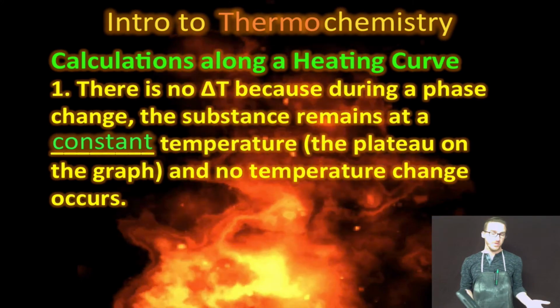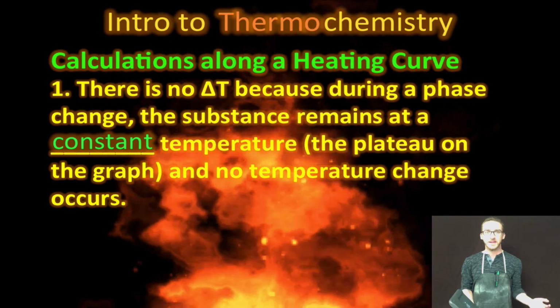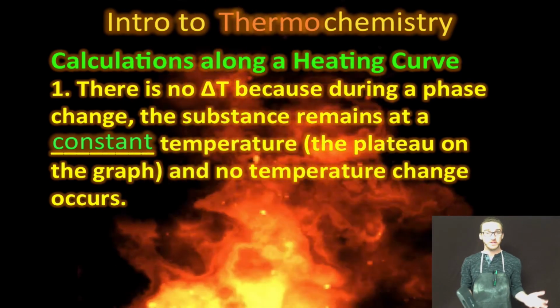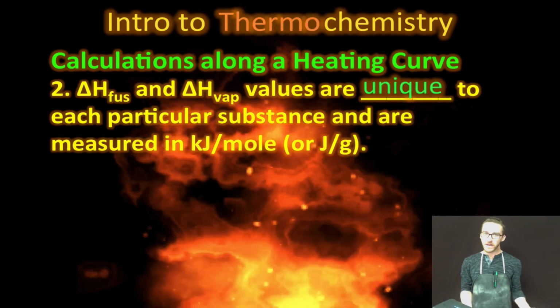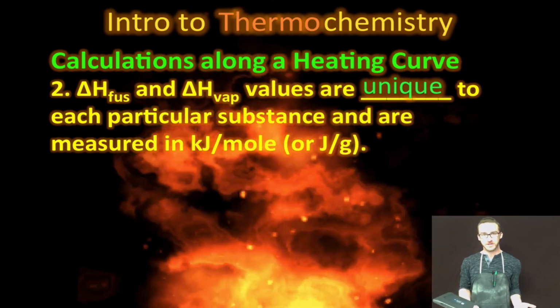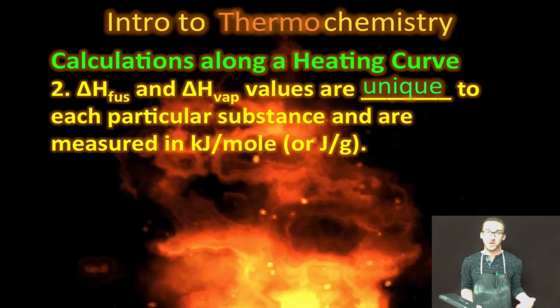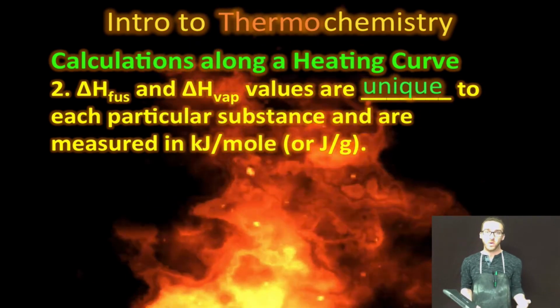Now, a few things to keep in mind about the plateau regions. There is no delta T. The substance remains at a constant temperature. Again, that's our melting point or boiling point. The molar heat of vaporization or the molar heat of fusion are unique for each particular substance and are generally measured in kilojoules per mole or joules per gram. So this will either be provided to you in the problem, or you'd have to look at a reference.